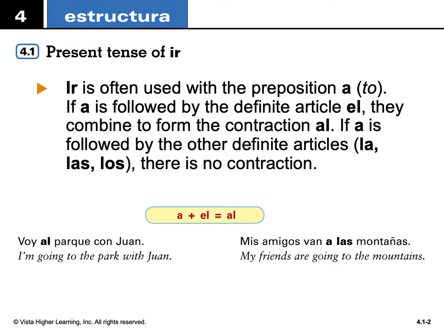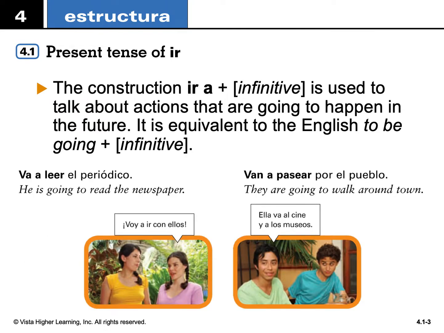But if you want to say I'm going to work as in what you're going to do, like if you're just even expressing that you have to work tonight, and somebody says, what are you going to do? What are you doing tonight? ¿Qué vas a hacer esta noche? It would make sense to say, voy a trabajar. I am going to work.